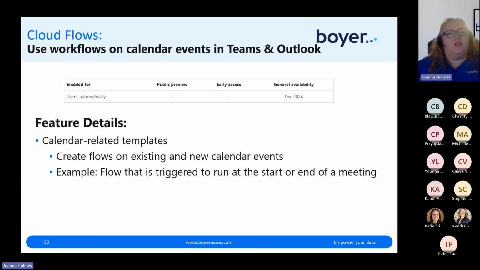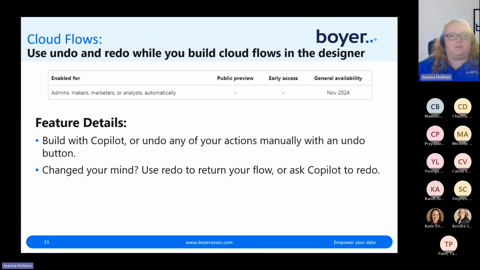You can also start using workflows on calendar events in Teams and Outlook. So again, this is something we're expecting to see in December. So what I can do is use some calendar related templates to, again, create automations, so automations based around things that are happening in Teams and Outlook. So for example, maybe I have a flow that needs to kick off at the start or the end of a meeting to do some sort of automation task. That is something that we will be able to start doing come December in Power Automate, which is kind of exciting stuff too.